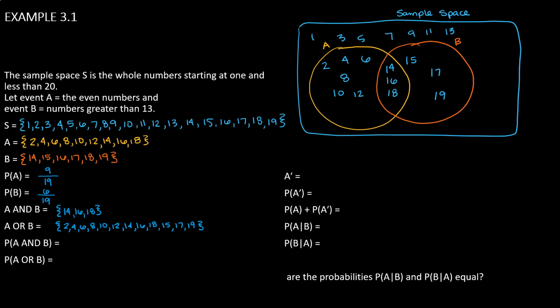The probability that A and B happens, well, there's three ways for that event to happen. There's three elements in that set, and we're still looking at the same sample space, so our denominator is still 19. What about A or B? Counting how many elements belong to A or B, I see that there's 12. We have 12 possible ways to make the event A or B happen out of our entire sample space of 19.